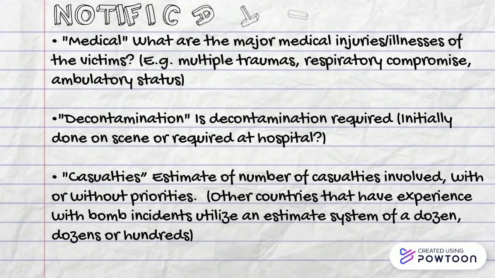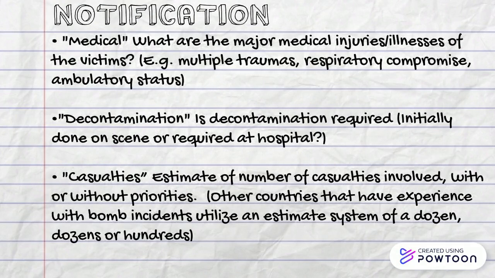Medical, what are the major medical injuries/illnesses of the victims? For example, multiple traumas, respiratory compromise, ambulatory status. Decontamination, is decontamination required, initially done on scene or required at hospital? Casualties, estimate of number of casualties involved, with or without priorities. Other countries that have experience with bomb incidents utilize an estimate system of a dozen, dozens, or hundreds.